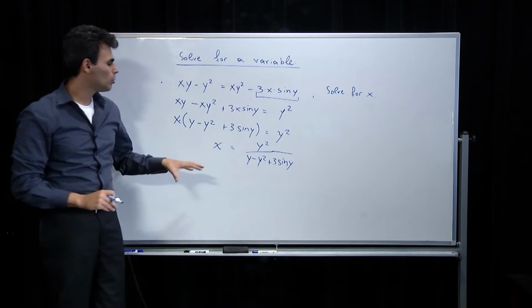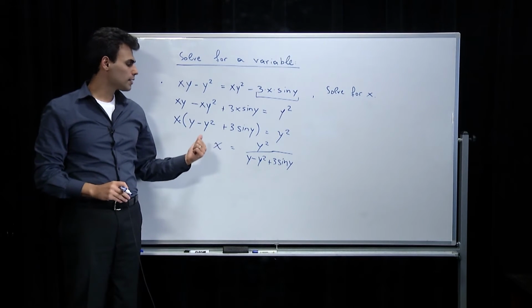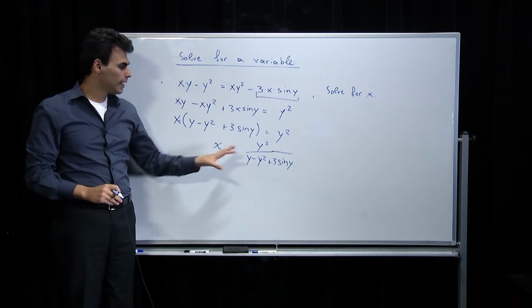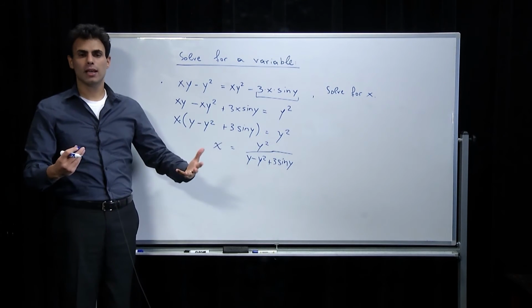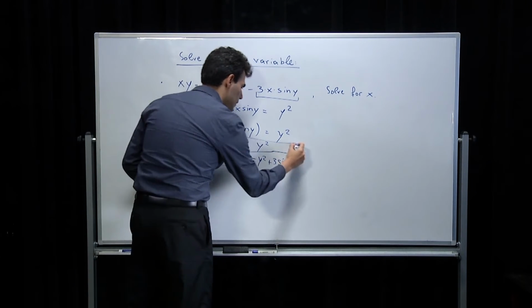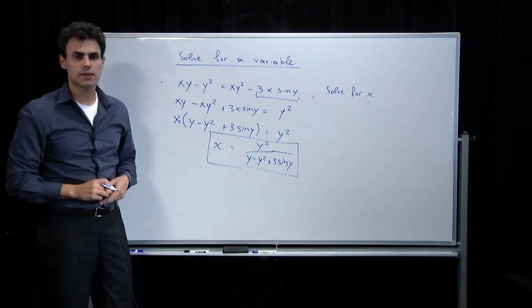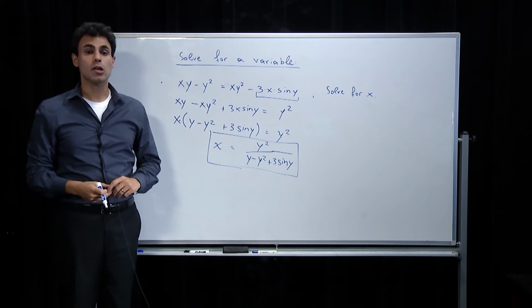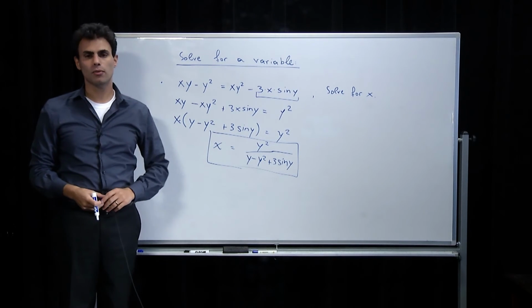Okay, so once again, what did we manage to do? We managed to isolate x on its own on the left, and then on the right-hand side, you have a complicated function of y. But this is it. We are done. When you're asked to solve for x, we mean exactly this. Rewrite x as just a function of y.